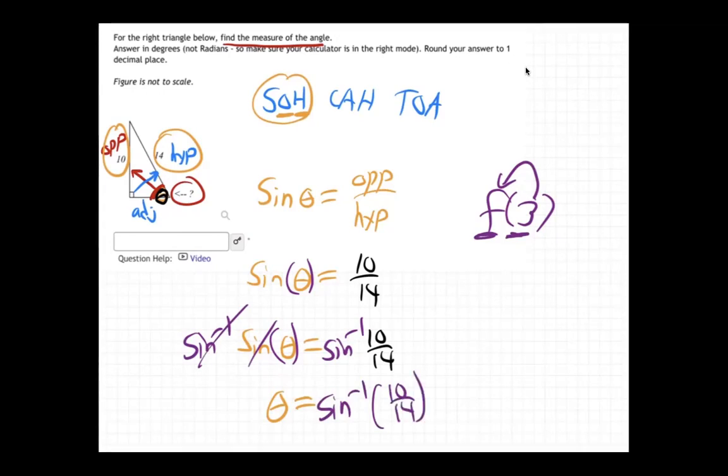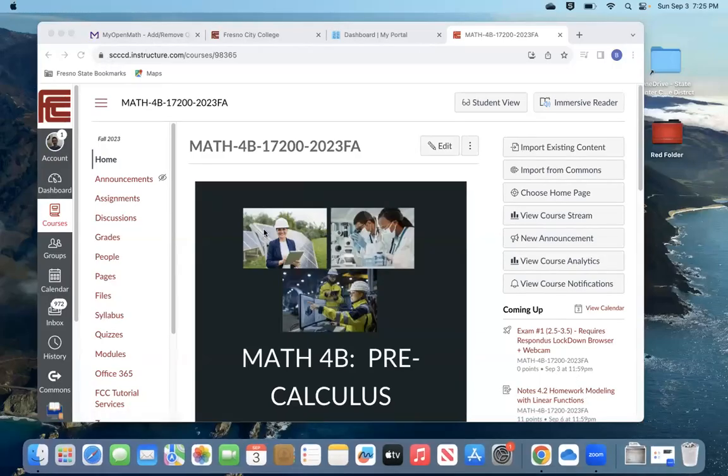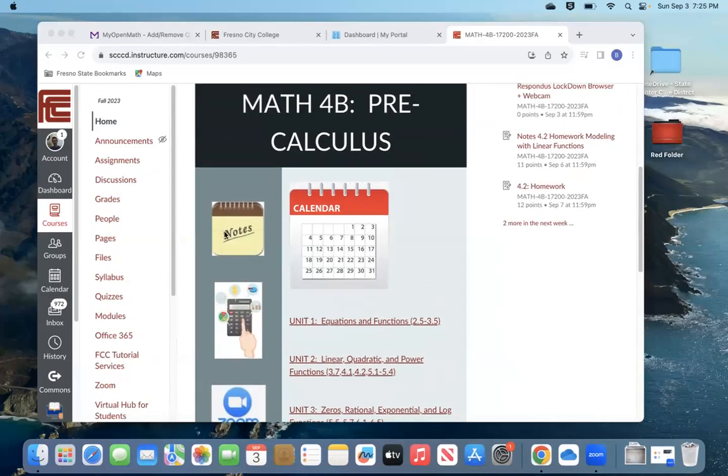Now, how do we get sine inverse of 10/14? Well, we're going to need to go to the calculator. So let me switch back and share the screen. Okay, so now you're seeing the screen here. I'm going to go to the home page of our class. And here, see this calculator down here? You can do your own calculator. I'm going to do the one on the home page of our campus. So I'm going to click on that calculator.